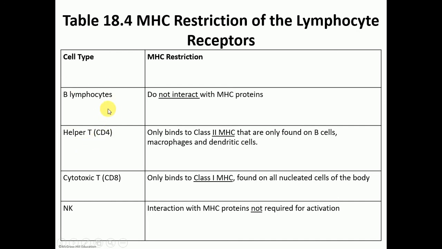B lymphocytes do not interact with MHC proteins, and NK, or natural killer cells, are very, very aggressive kinds of cells. These do not really interact with MHC proteins at all for activation. There are different ways to activate an NK cell.